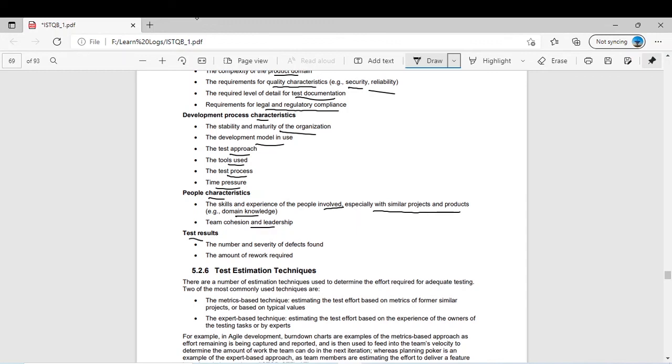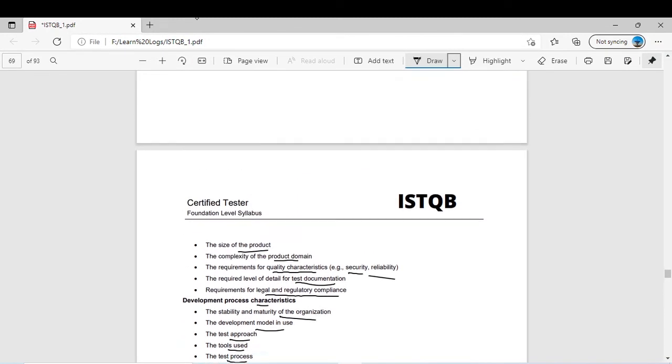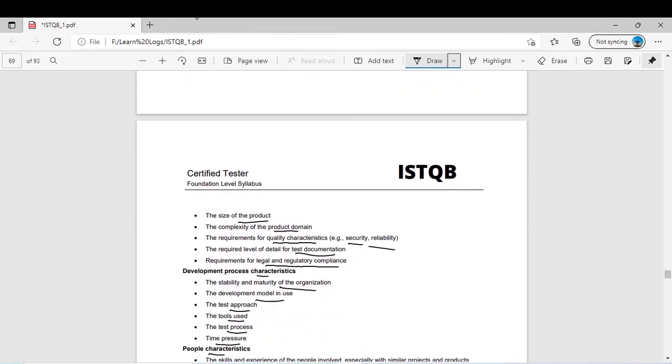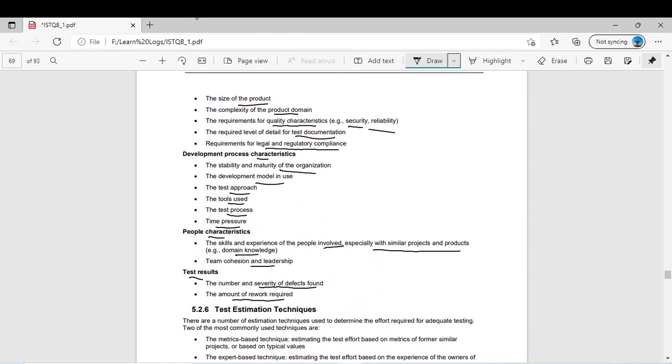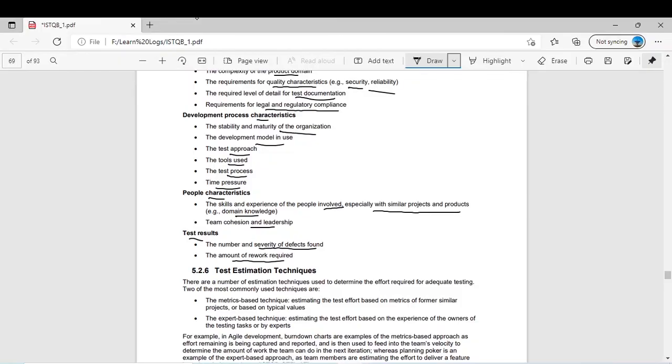Test results: the number and severity of defects found, and the amount of rework required. You got the result, and based on that maybe you need some rework, maybe some defects are very severe and you have to rework on them again. Your testing effort will be affected by these factors. There are many other factors as well, but as per the foundation level, these factors will be more than enough for you: product characteristics, development process characteristics, people characteristics, and test results.